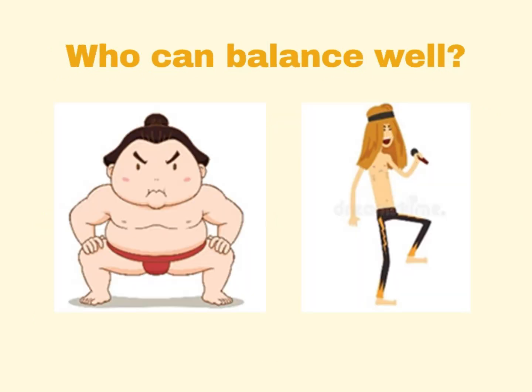Now, I will show you two different images, and I will ask you, who can balance well among the two of them? Of course, the sumo wrestler will balance better than the skinny man lifting one foot. Here's why, based on center of gravity and equilibrium. The sumo wrestler has a lower center of gravity because of their wide stance and heavy build. A wider base of support, or feet spread apart, makes them more stable. Their center of gravity remains within the base of support, ensuring better equilibrium.